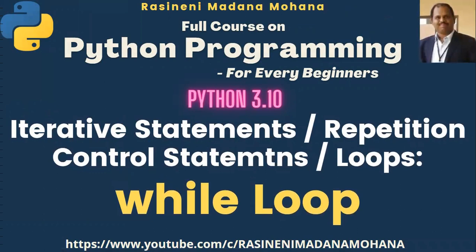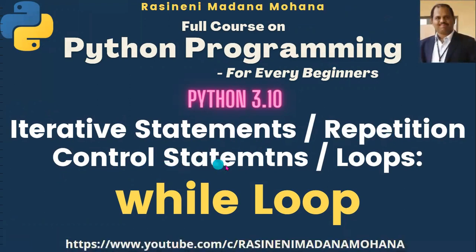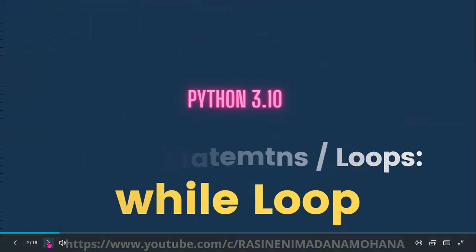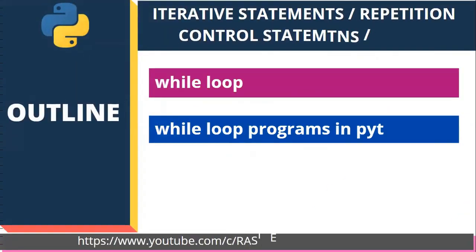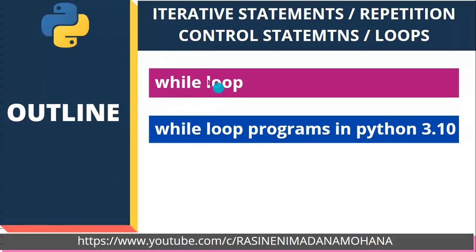In this video, we will discuss iterative statements, also called repetition control statements or simply loops. First, here we will discuss the while loop. Let us come to the outline. First, we will see what iterative statements are. Then what are the types of iterative statements? Then we will discuss the first type, which is called the while loop, followed by example programs in Python.